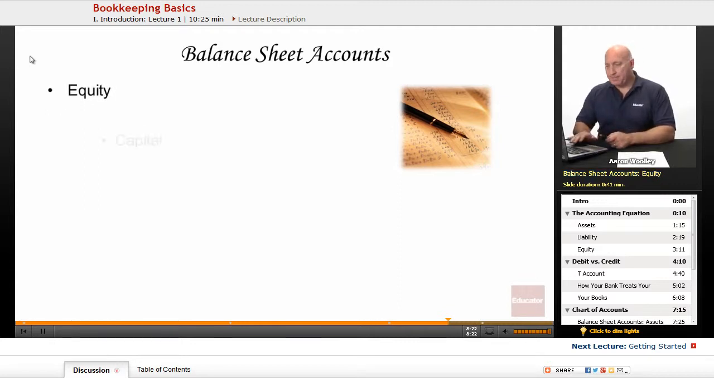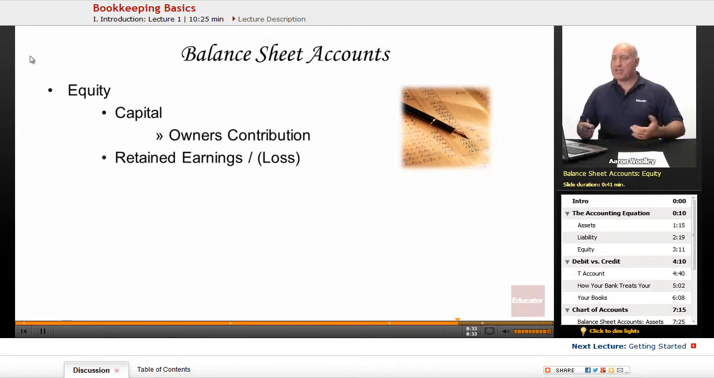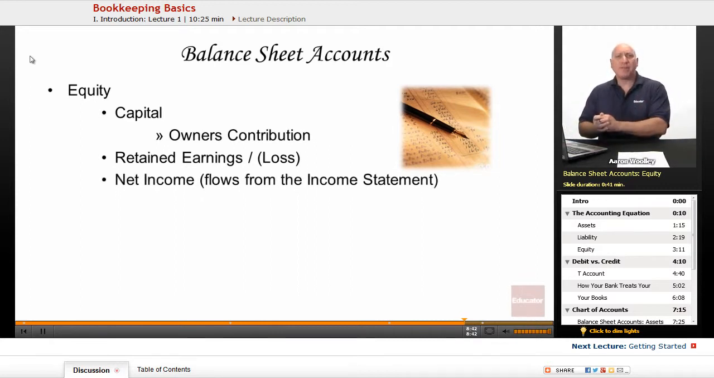Now we look at equity. What is equity? Well, it's capital. What we invest in our business. What we put in, that's capital. Our owner's contribution is capital. There's retained earnings. What's retained earnings? That's our net income. That's our income minus our expenses. That's over a period of time what we have left in the business. We create and retain onto those earnings.